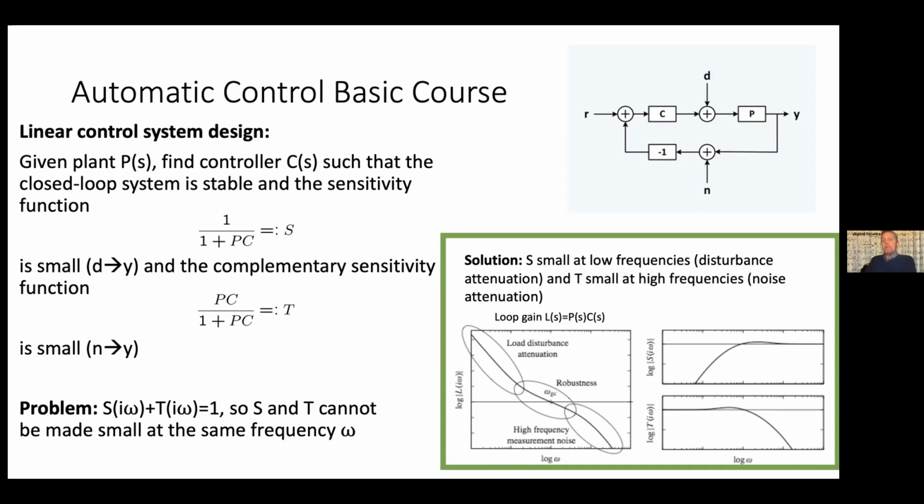What you do is say, okay, let's make the sensitivity small at low frequency. So if we have low frequency disturbances like a set point disturbance, we will be able to attenuate that by having the sensitivity small at low frequency, or a high loop gain, as I showed here. And then we let T be small at high frequency. So we attenuate noise. We say that measurement noise is high frequency, relatively speaking, and then we are able to attenuate that as well. That means that typically you get a sensitivity function that looks like this, and a complementary sensitivity function that looks like that. So that's enough of what you need to know for this talk of basic control.